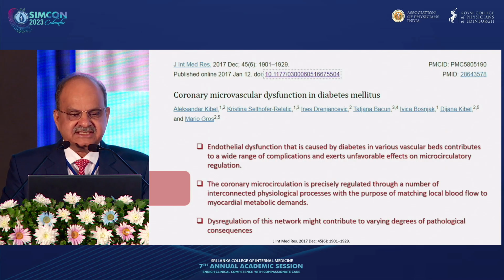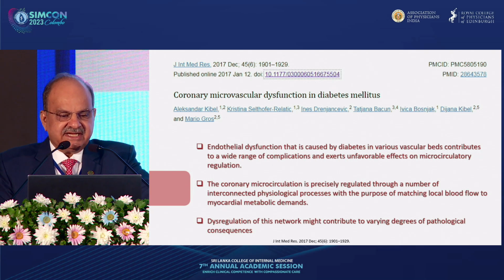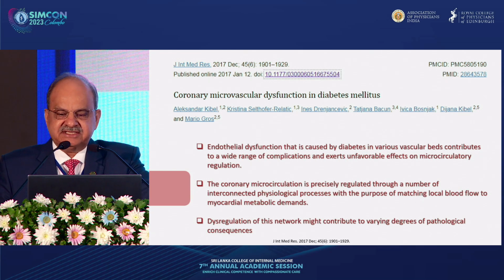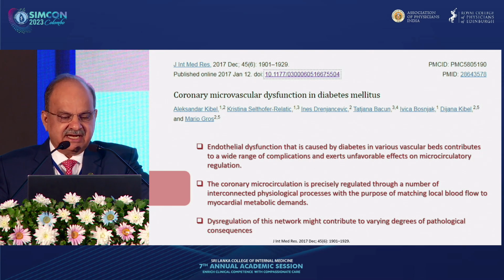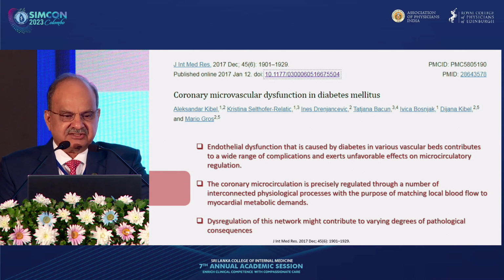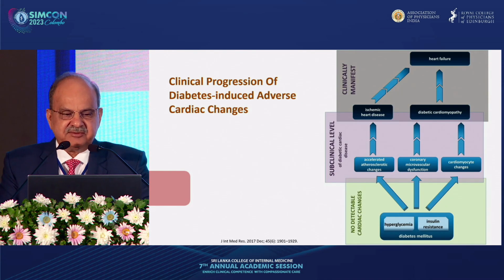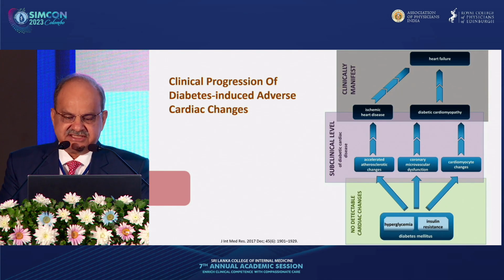Diabetes and microvascular angina: again, we all know that the endothelial dysfunction caused by diabetes in various vascular beds contributes to a wide range of complications and exerts an unfavorable effect on microcirculatory regulation also. The coronary microcirculation is precisely regulated through a number of interconnected physiological processes with the purpose of matching local blood flow to myocardial metabolic demands, and dysregulation of this network might contribute to varying degrees of pathological consequences. And this is the clinical progression of diabetes-induced adverse cardiac changes.